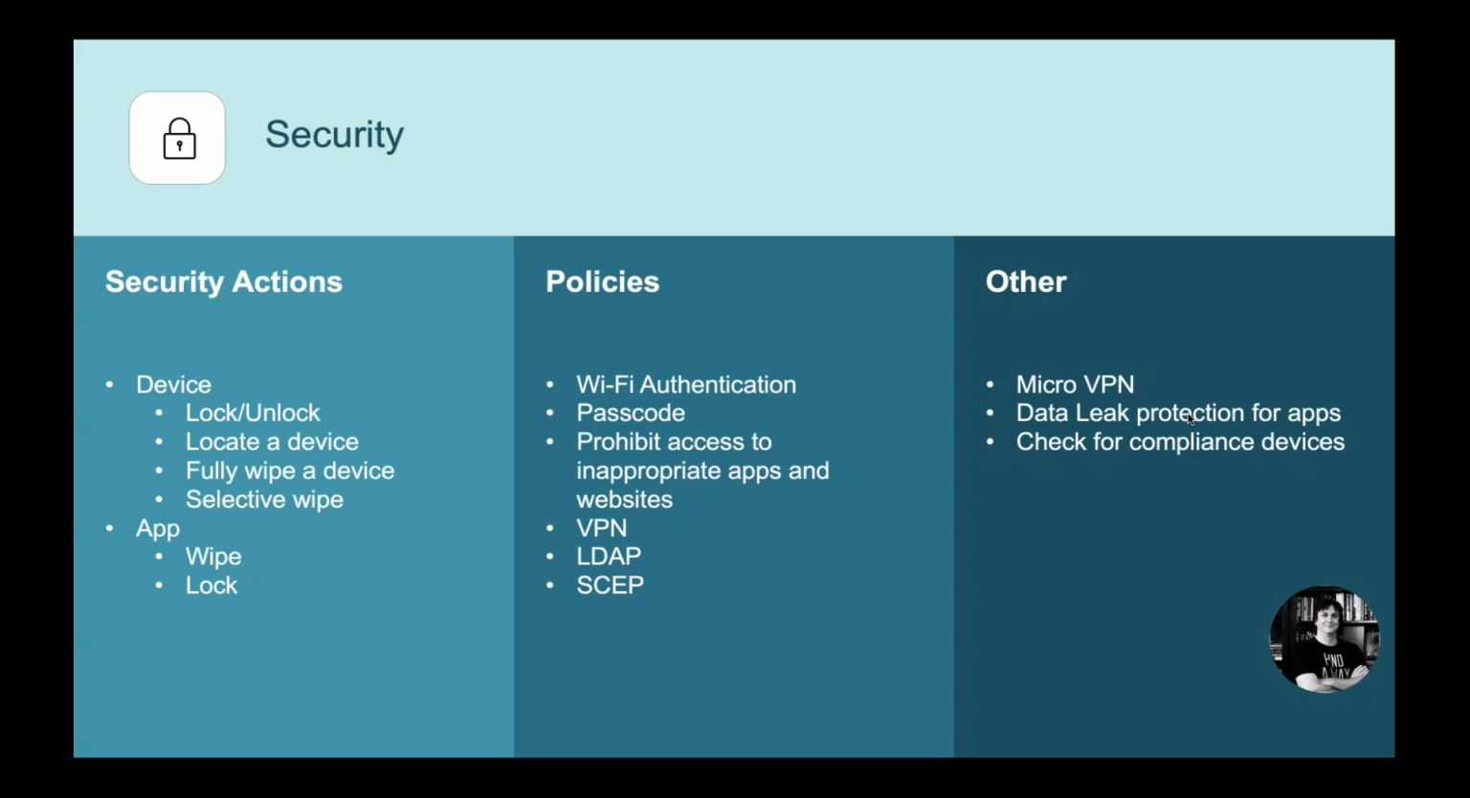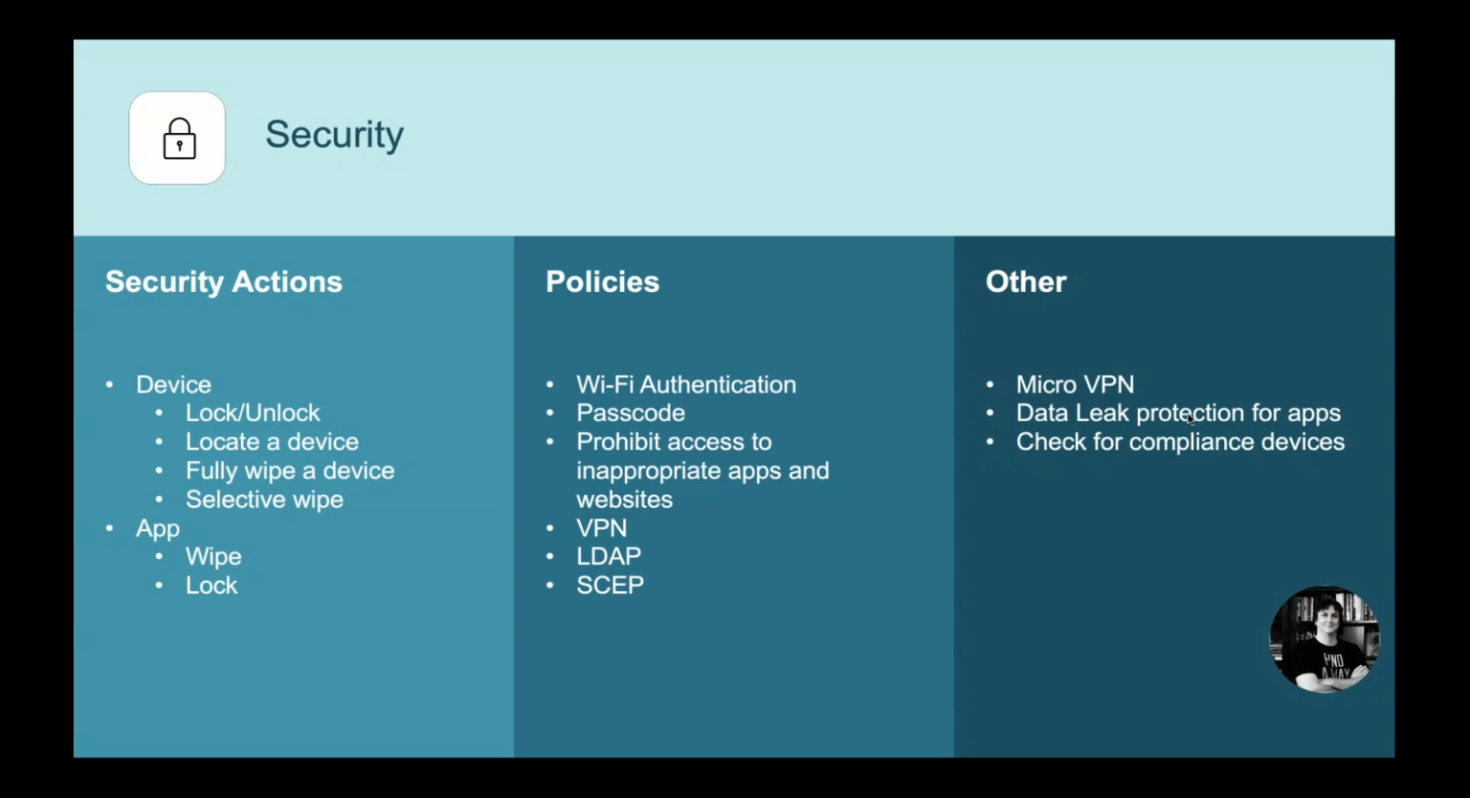Another important thing I mentioned before, we have a lot of security at the app level, right? At the app level, you can set up some policies that are exclusive to that app, not to the device. For example, we can have micro VPN for all the connectivity of that app. It will go through a micro VPN. We also have data leak protection for apps, right? One typical example is copy and paste, right?